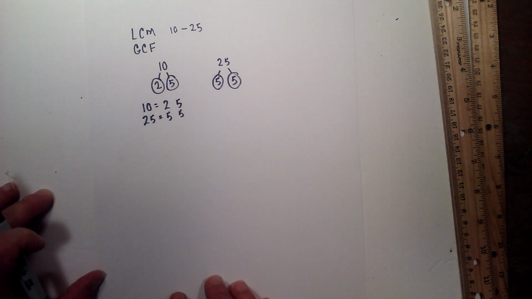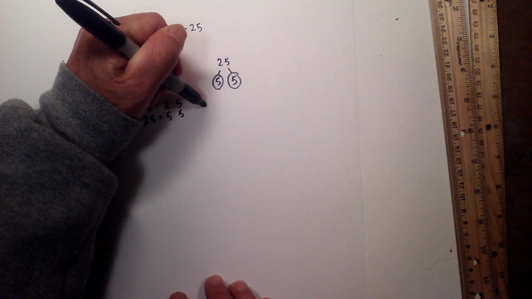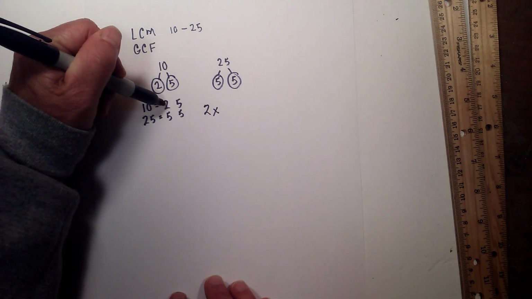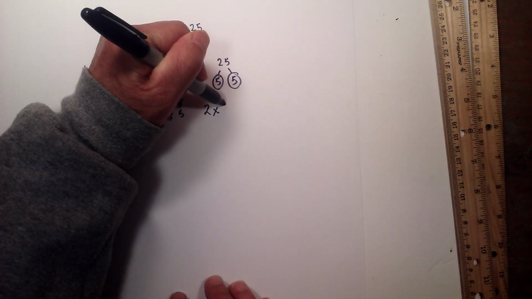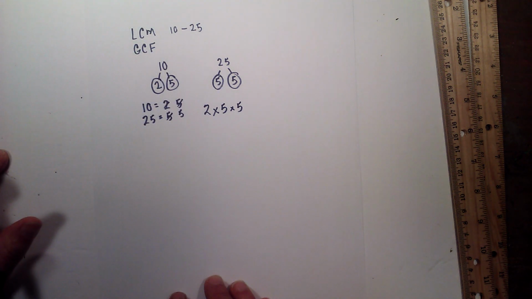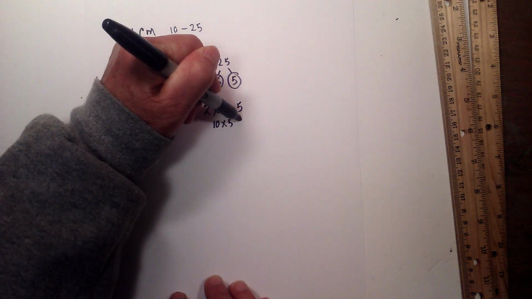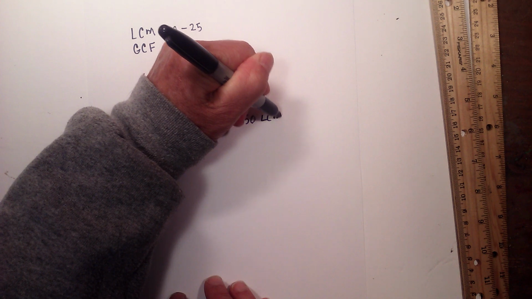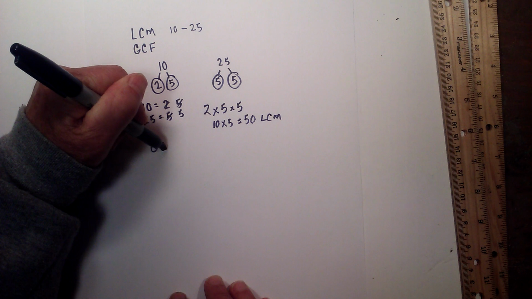So the first thing you do is you multiply each of the prime numbers. So I have 2, and then I have 5. But if you have 5, the same number in both numbers, you only use it once. So I will multiply it by 5, and then I only have 5 left over. So then 2 times 5 is 10. 10 times 5 is 50. So the LCM is 50.